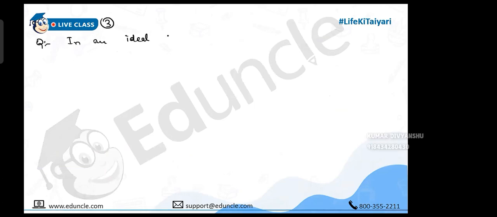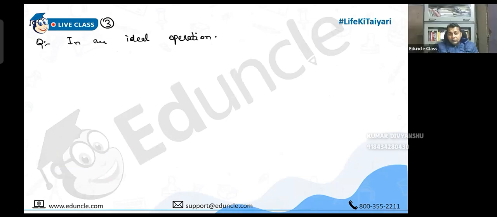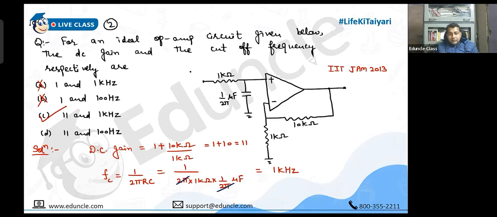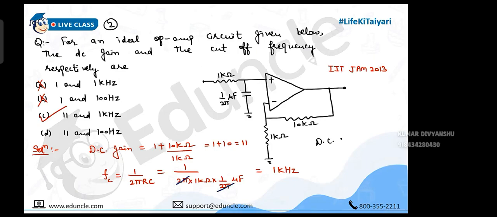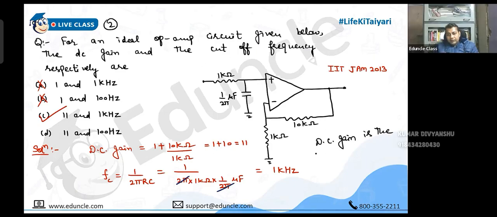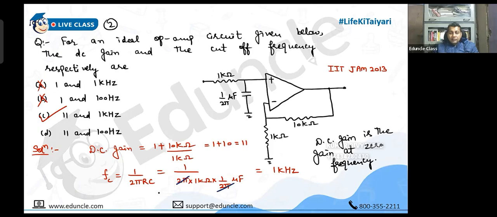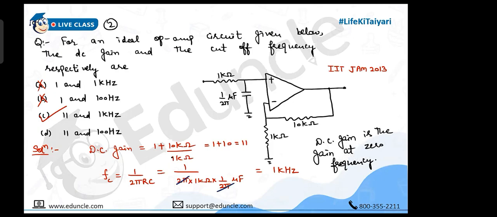So please tell about DC gain. DC gain means gain at zero frequency. Similarly, AC gain is possible. Here we have sinusoidal voltage.